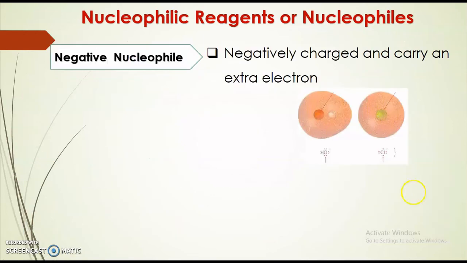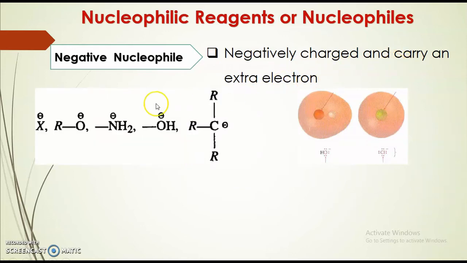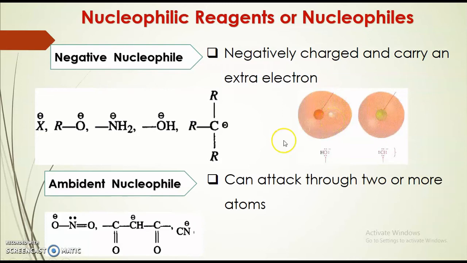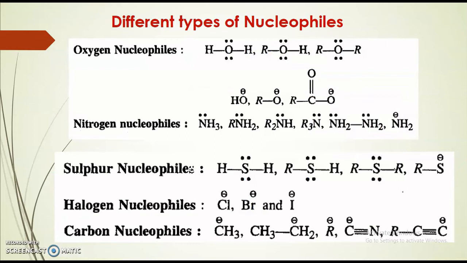Second one, negative nucleophile. It is negatively charged and carries an extra electron. So these are the examples. You can see here the electrostatic potential diagram. This diagram is fully red, so it has high electron density. And third one, ambident nucleophile. An ambident nucleophile can attack through two or more sites. Nitrite and this carbanion, cyanide, are examples of such reagents. I have given different types of nucleophiles here: oxygen-based, nitrogen-based, sulfur-based, halogen, and carbon nucleophiles.